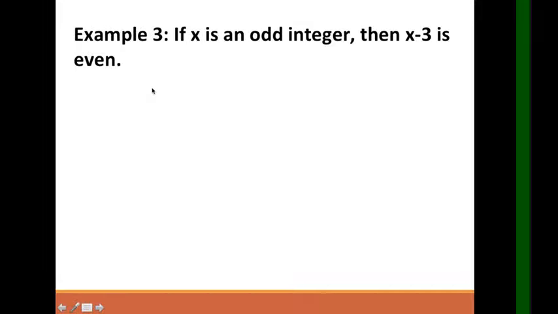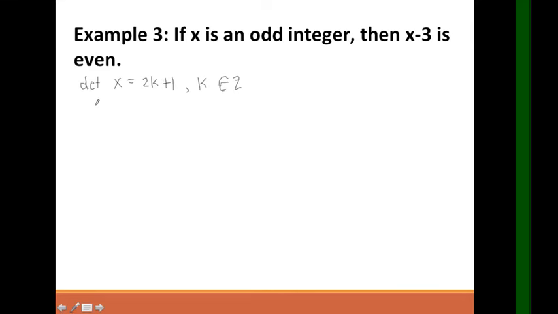If x is an odd integer, then x minus 3 is even. So let's see. Let's have, if x is an odd integer, let x equal 2k plus 1 be an odd integer such that k is an element of Z. Remember that when we are doing an odd, we add 1. When it's even, we just use 2k.